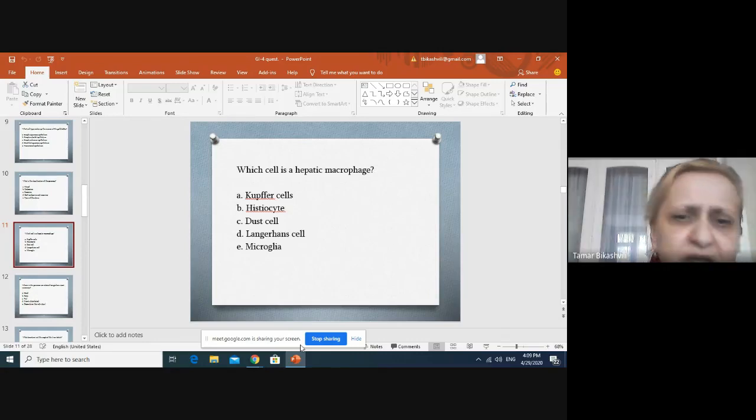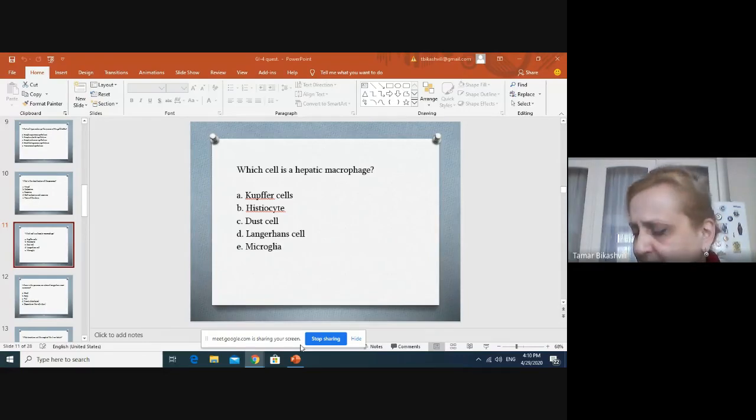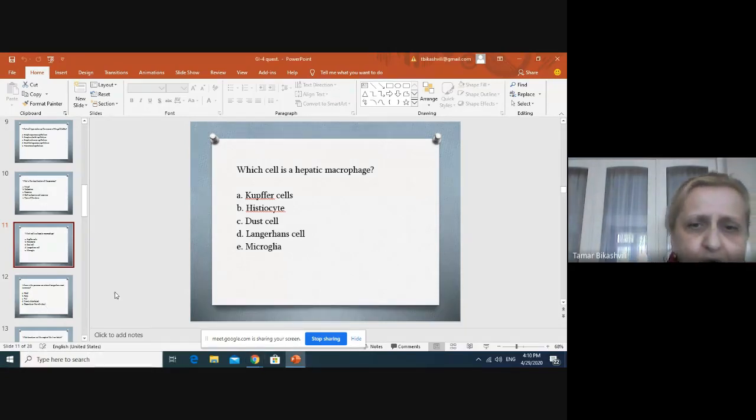The histiocytes are the macrophages of connective tissue. Dust cells, if you remember, are macrophages in alveoli. Langerhans cells in the skin are also macrophages, and the microglia in nervous tissue, you know.